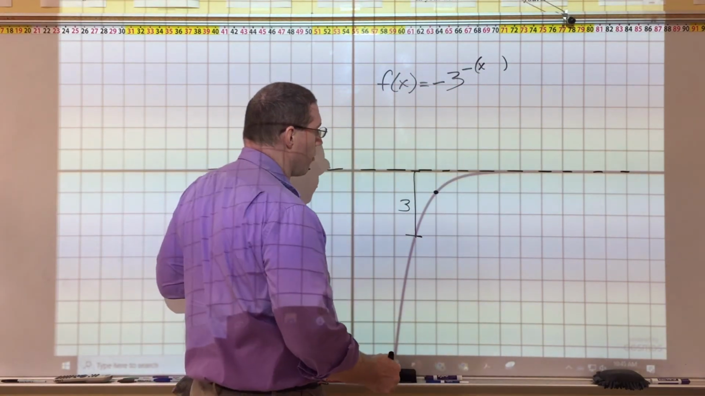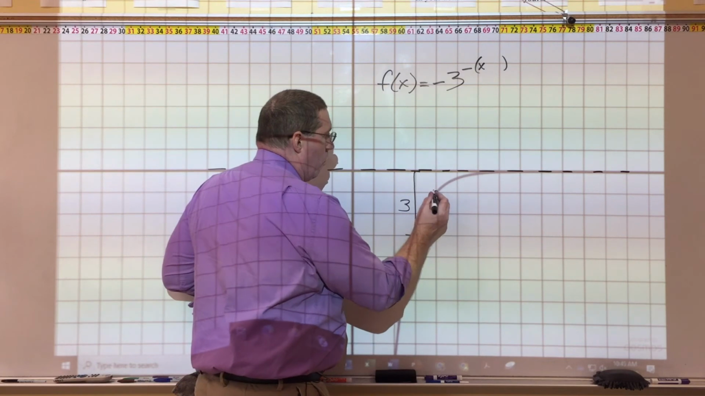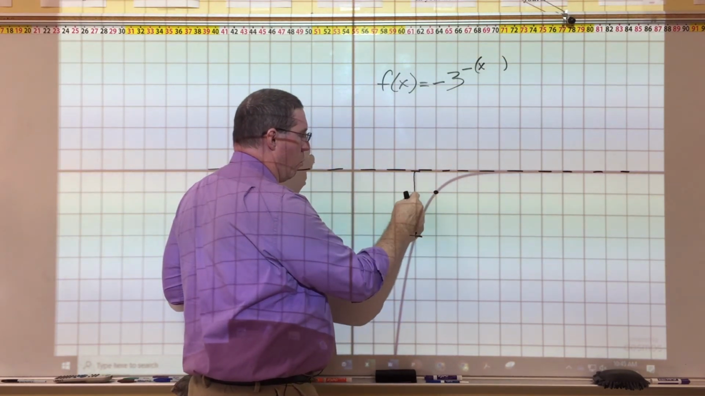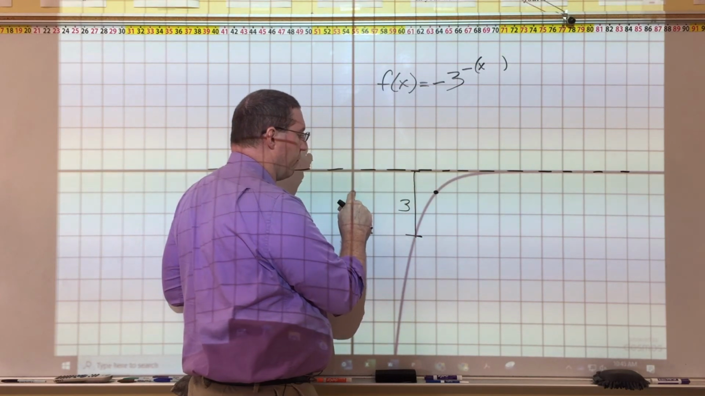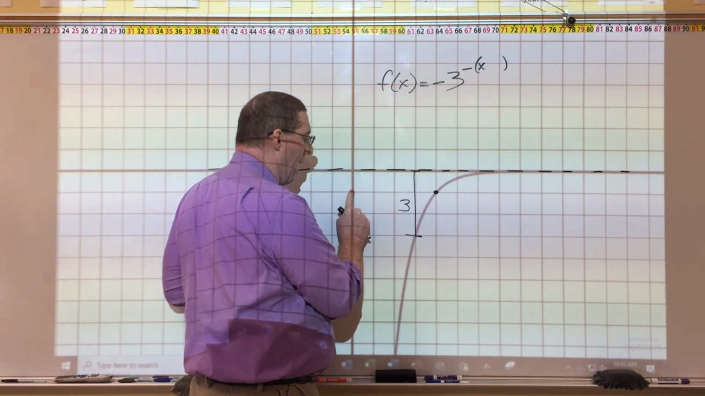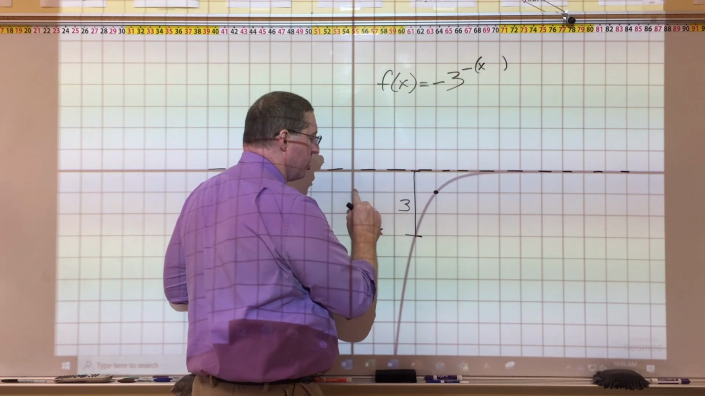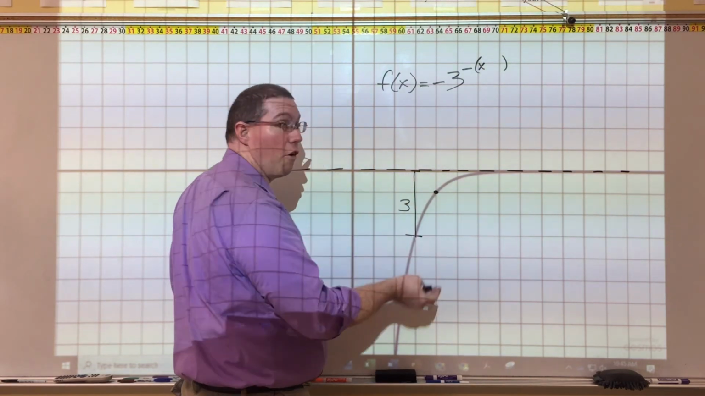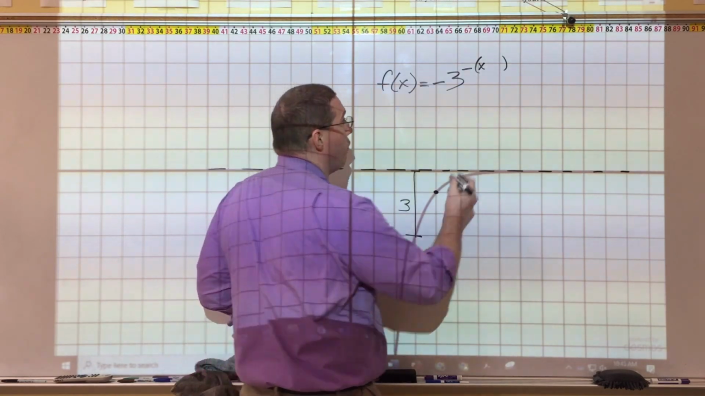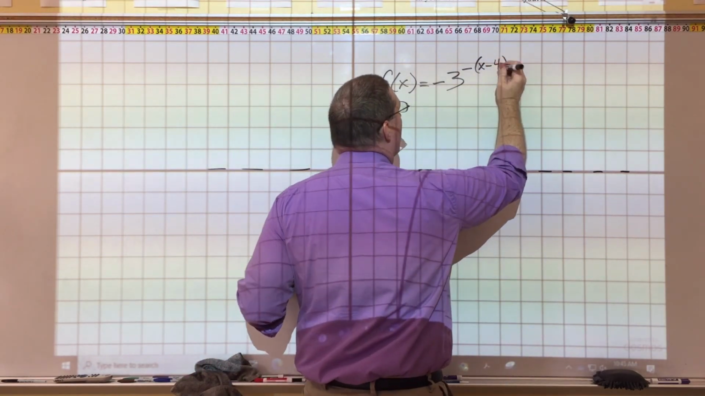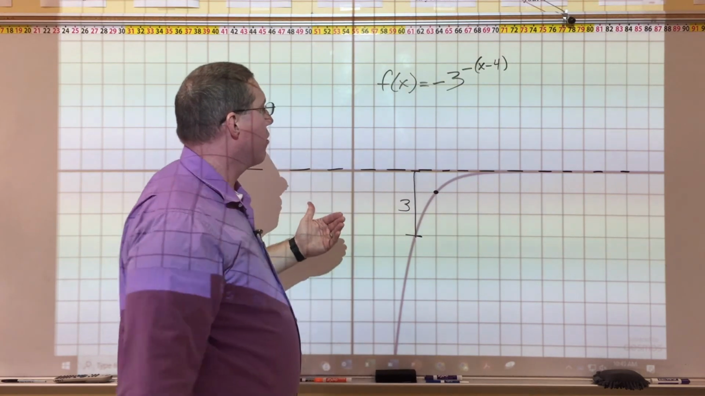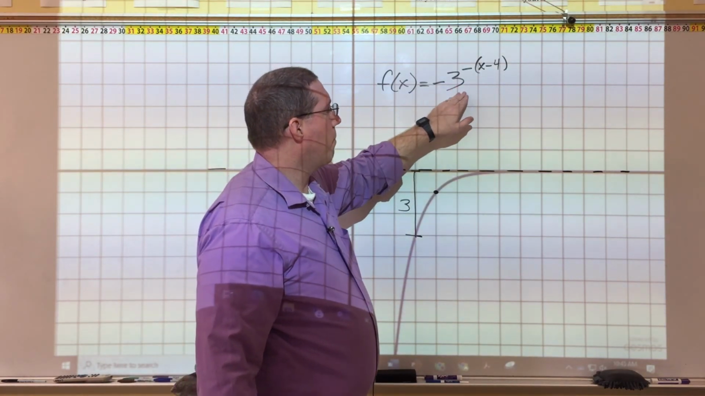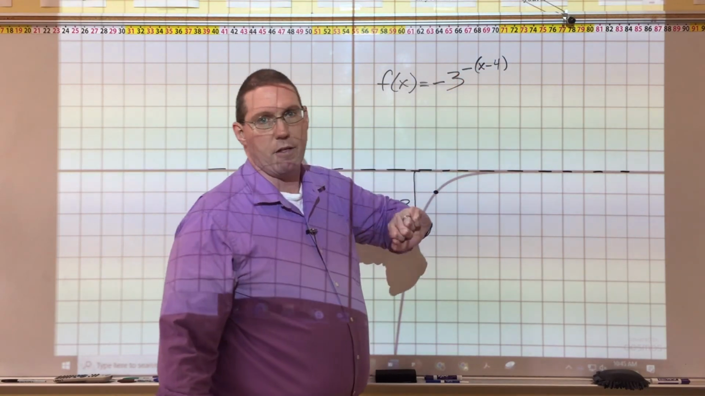To find out the horizontal shift, we're going to count from the point over to the y-axis. That's a 1, 2, 3, 4 shift. Now it's shifting from the y-axis in a positive direction. So we have a positive 4 shift, but we have to reverse the sign. So instead of putting plus 4, we're going to put minus 4. And therefore, the equation of this function is f of x is equal to negative 3 to the power of negative quantity x minus 4.